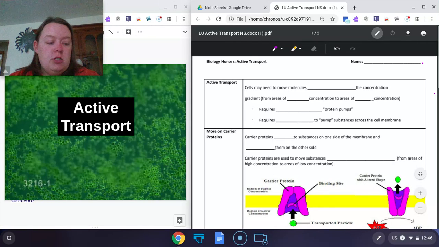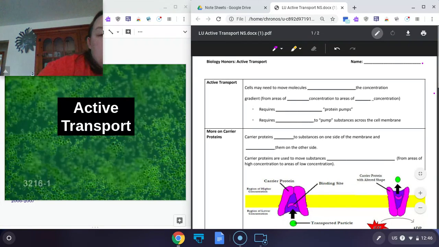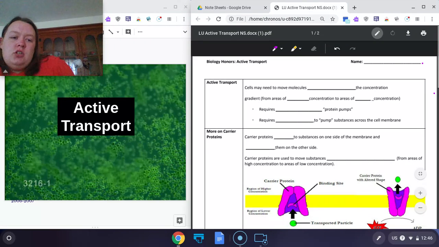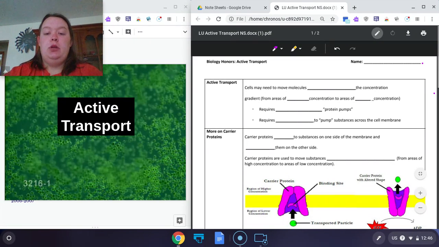Welcome back. Today we're going to be talking about active transport. So last time we talked about passive transport. We mentioned active, but only as much as to say it requires energy. Today we're going to be talking about exclusively active transport in a cell.